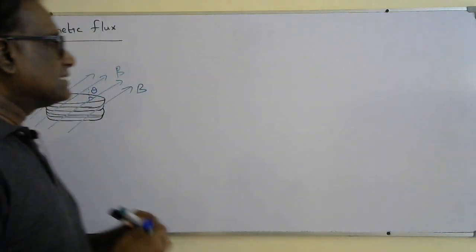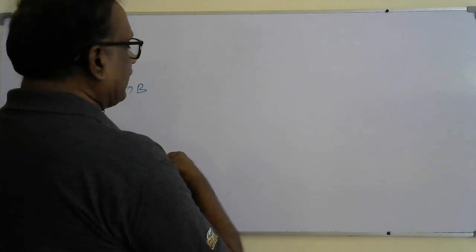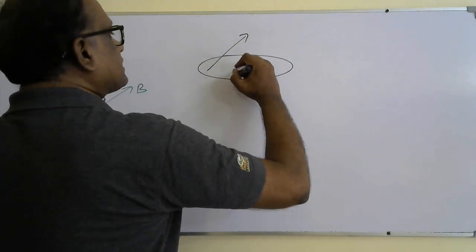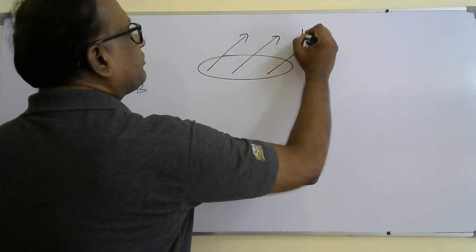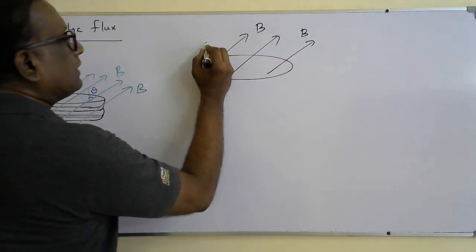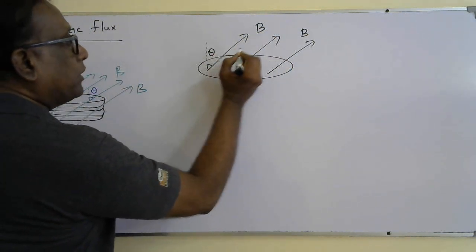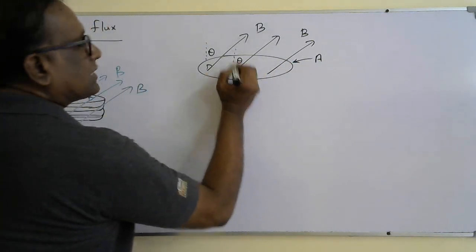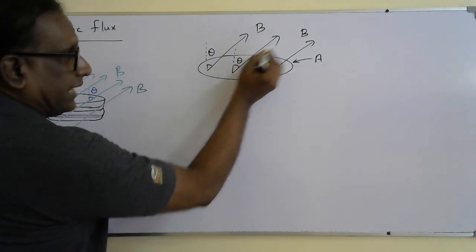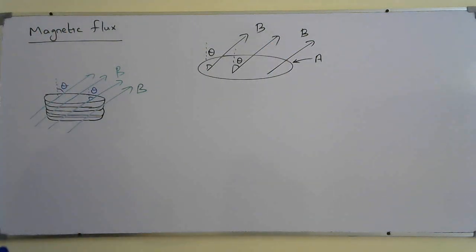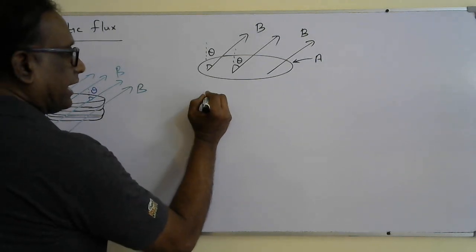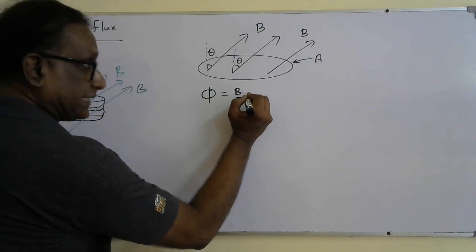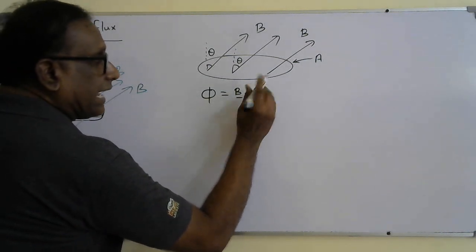So magnetic flux is given by, if there's an area A, so imagine there's an area A, through that a magnetic field is passing, the strength of the magnetic field is B, and the angle between the normal to the surface of that area A and the magnetic field lines is theta. So magnetic flux, denoted by phi, is defined as B vector dot area A.